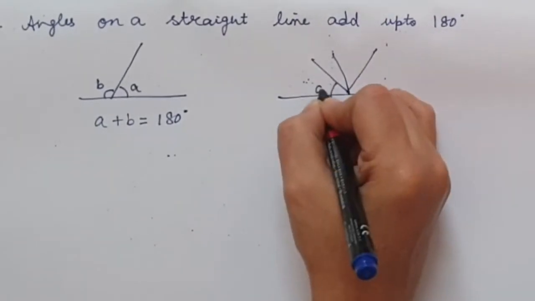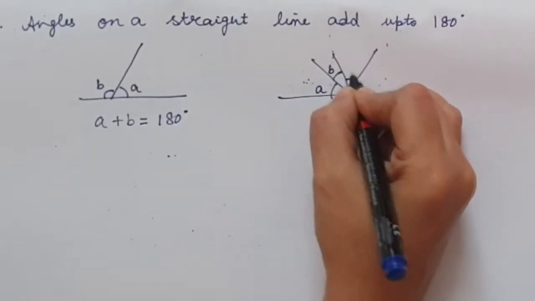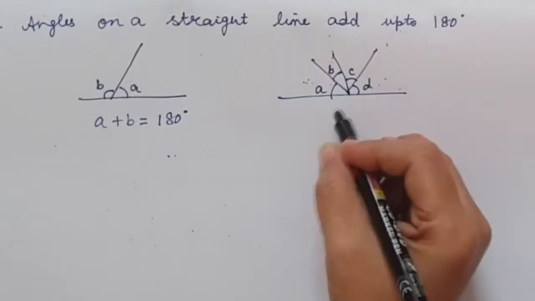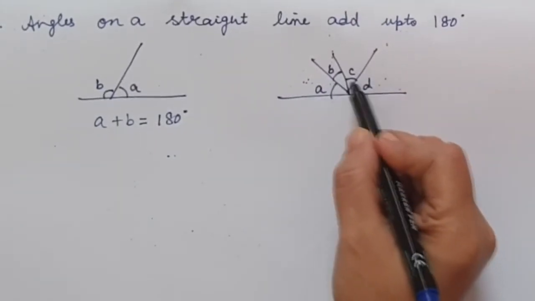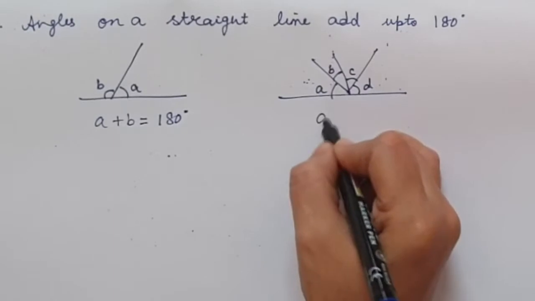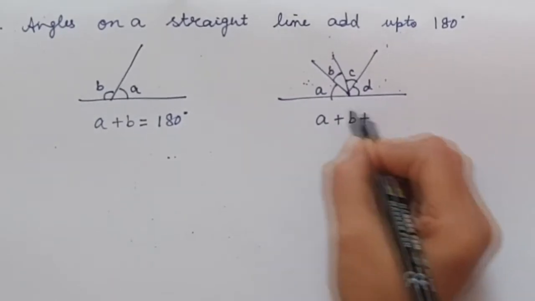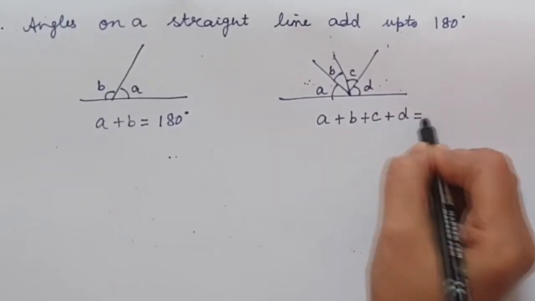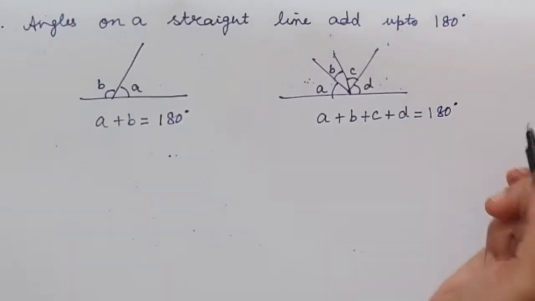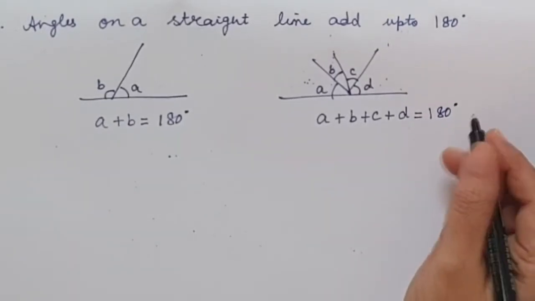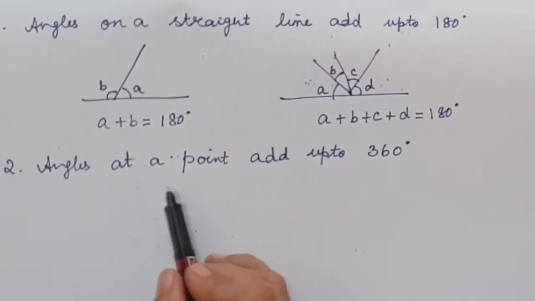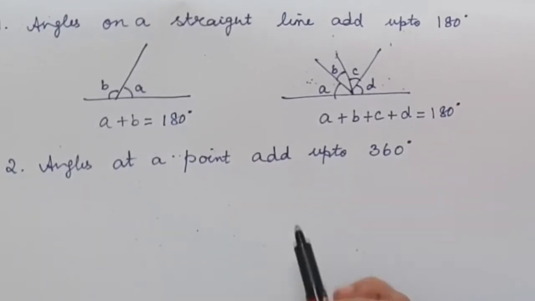That is, if this angle is A, this is B, this is C, and this is D, all these angles form angles on a straight line. So when we add all these four angles, A plus B plus C plus D, it is equal to 180 degrees. The second property: angles at a point add up to 360 degrees.